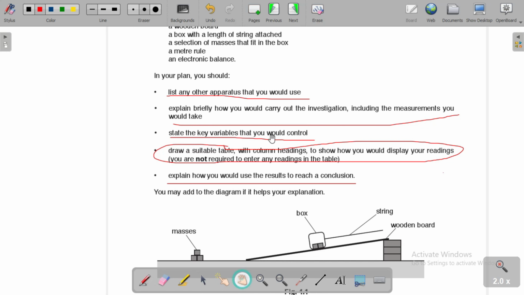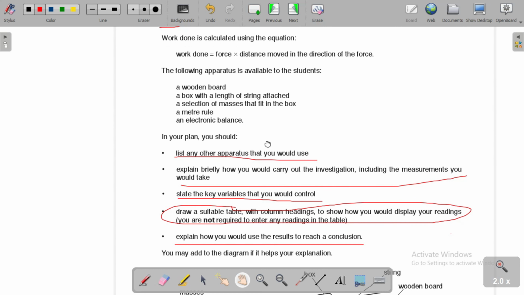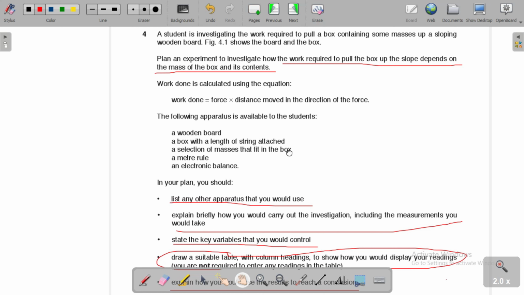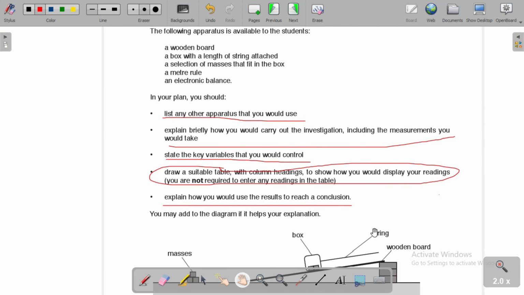Okay, quickly, let's go to what we are required to do. List any other apparatus that you would use. You have to compare work and mass, but in your calculation you need force and you need distance. So to measure the force, you actually need what we call a force meter or a Newton meter. That's what you actually need. So I'm going to write the apparatus you need.